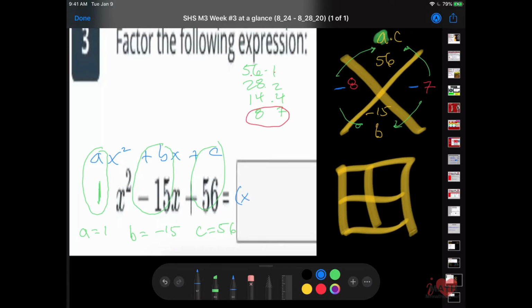Let's go over here and highlight. Let's pick a different color. So if I have negative 8 and negative 7, those go here and here. So my answer is x minus 8 and x minus 7. And again, those are the same thing as if it was x minus 7, x minus 8.